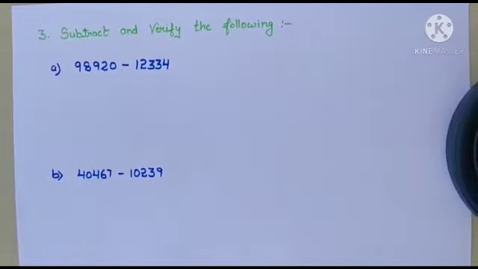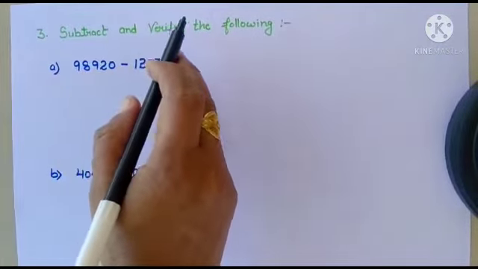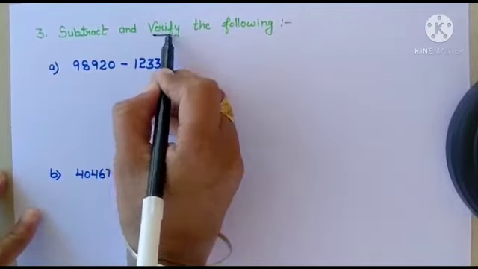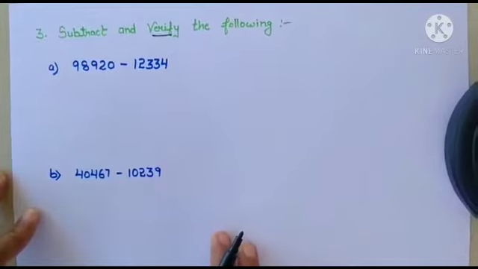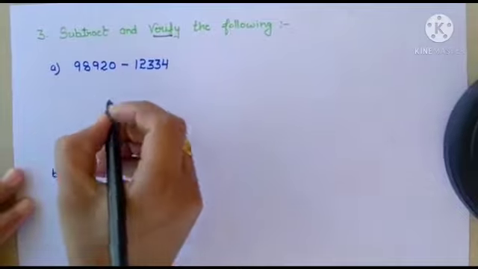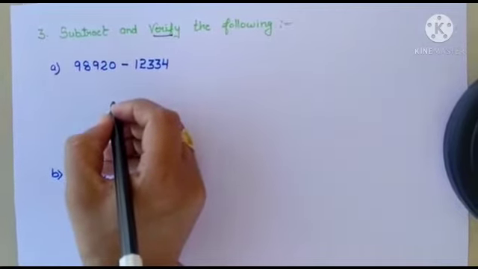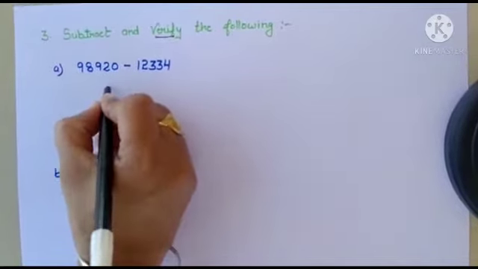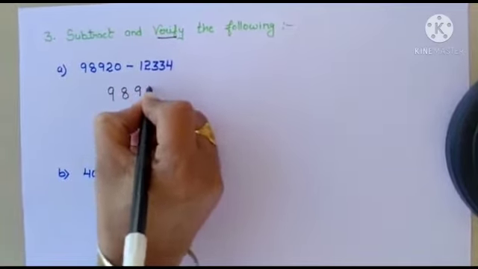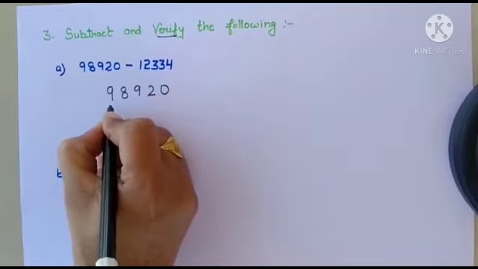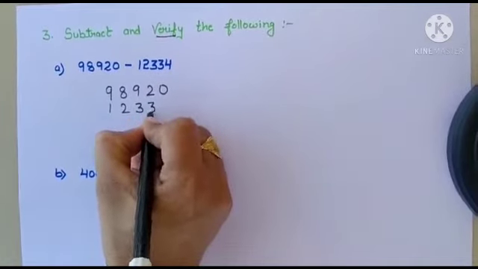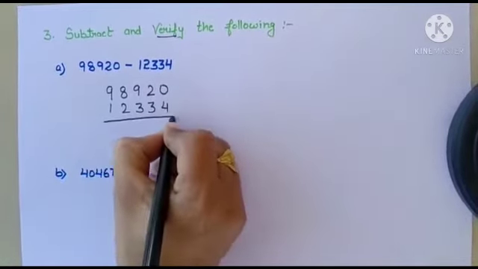Students, the third question is subtract and verify the following. First we have to subtract it, and after that we will verify whether our answer is correct or not. First of all, we will do subtraction. Like the second question, we will subtract it. First, we will write 98,920. Below it 12,334. We will subtract it.